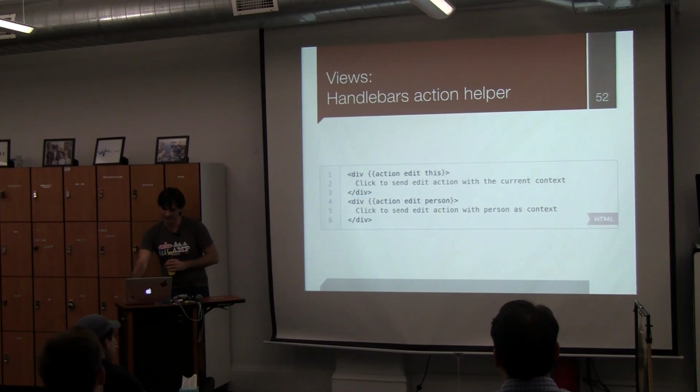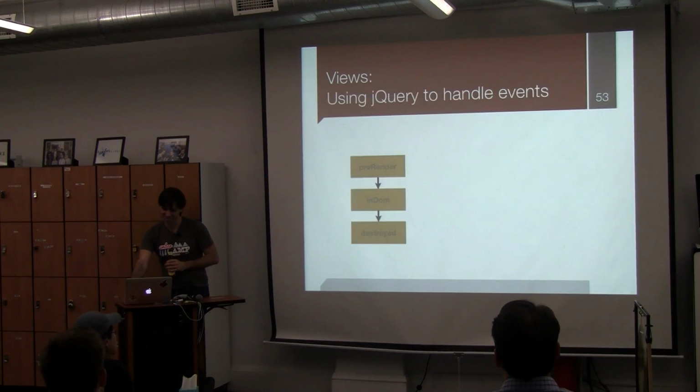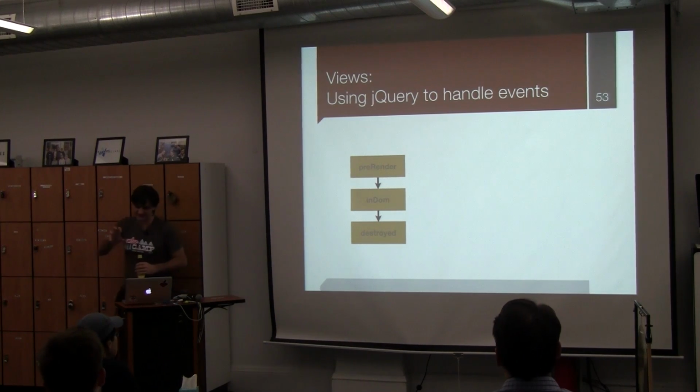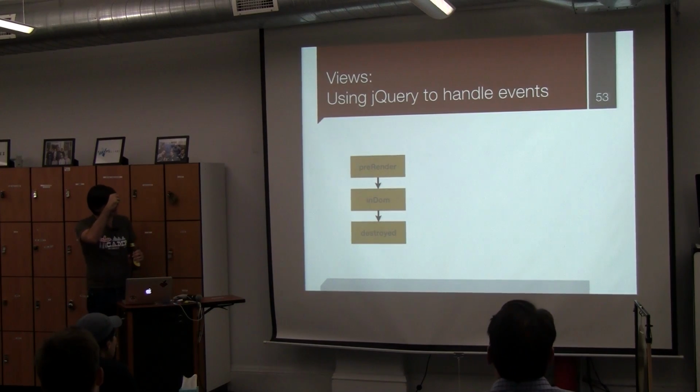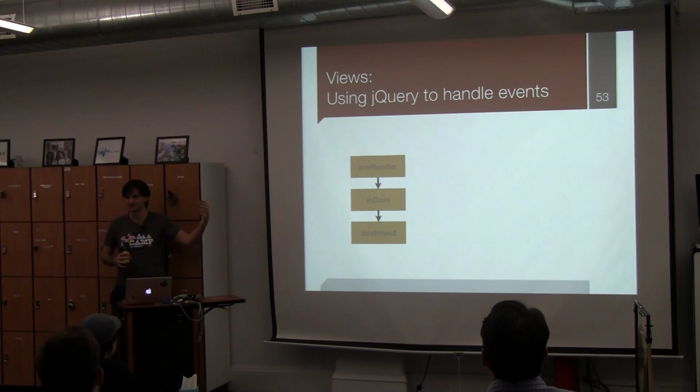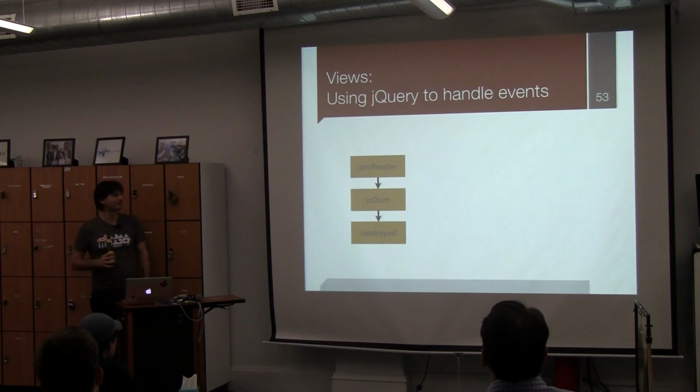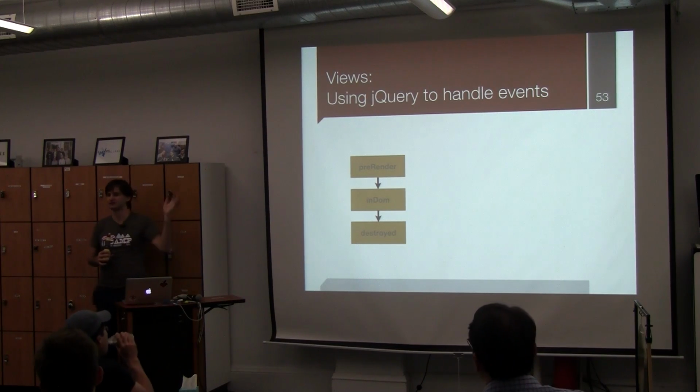The action helper, I think we talked about already. Here's an example of using jQuery to handle events. So context, before I show the example to understand, is that views move from a pre-render state, which is they're not yet in DOM, to in DOM, and then eventually they are destroyed.